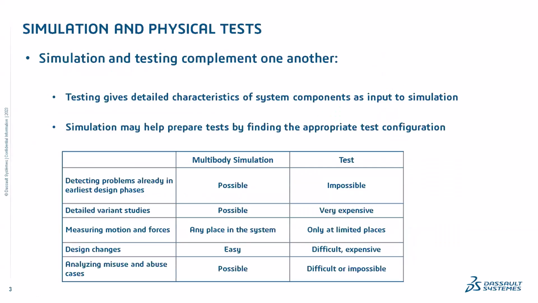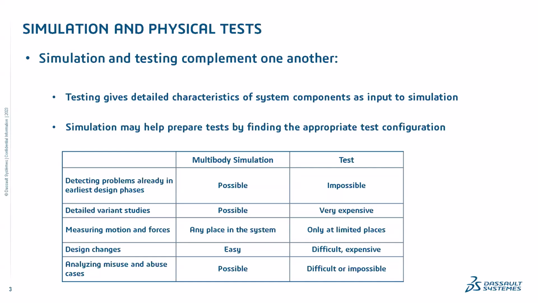Going to the next slide. This slide shows a brief comparison between simulation and physical tests. Detecting problems early in the design phases is possible for sure with multi-body simulations, while with tests, of course, it's impossible because you need a physical car. Detailed variant studies, as I said, are possible with MBD simulations, but could be very expensive with physical tests. Depending on what variants you want to vary, it can be very expensive and time consuming as well.